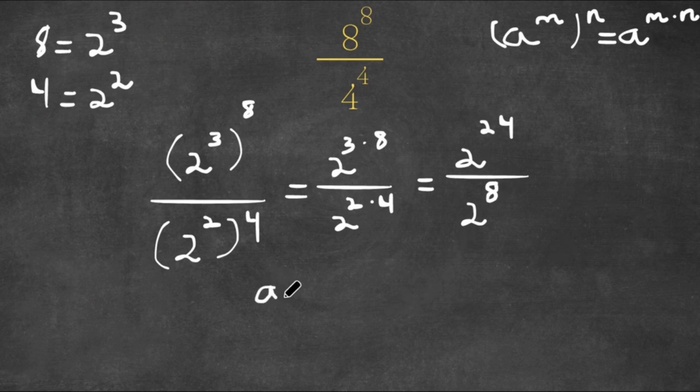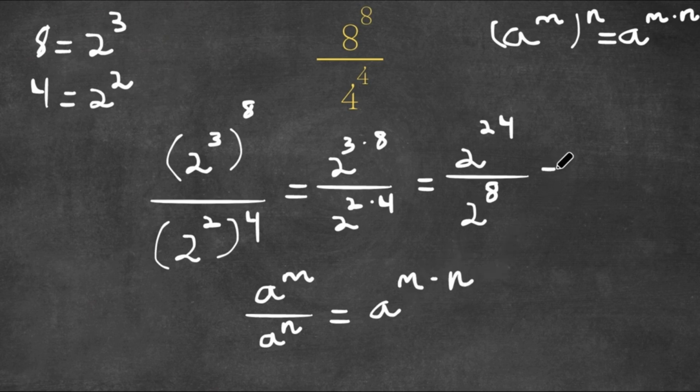Now, if we have something in the form a to the power of m over a to the power of n, this is equal to a to the power of m minus n. So in this case, we can think of a as 2, m as 24, and n as 8. So this would equal 2 to the power of 24 minus 8. And 24 minus 8 is 16. So this would be 2 to the power of 16.